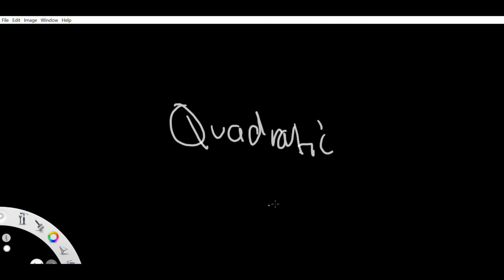And polynomials can also be categorized based on the number of terms they have and their degree. So if the degree is 2, as we saw before, then it's a quadratic. And we also saw that there are 3 terms, which would make it a trinomial. So it's a quadratic trinomial.